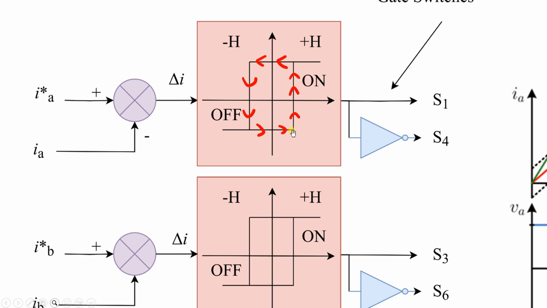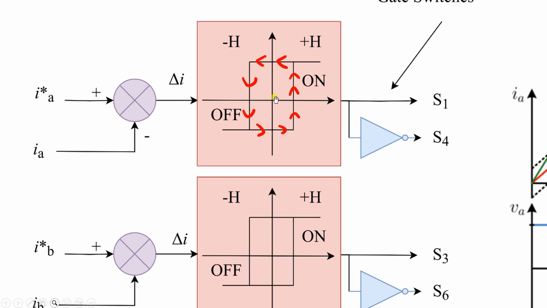When it becomes like this, we need to increase IA once more. So we will switch from the off state to the on state. When we switch to the on state, IA will start going up, so delta I will start going down in the negative direction, like this. When delta I becomes so negative, at negative H, this gap, then we need to bring this current back down. So we will switch to the off mode.